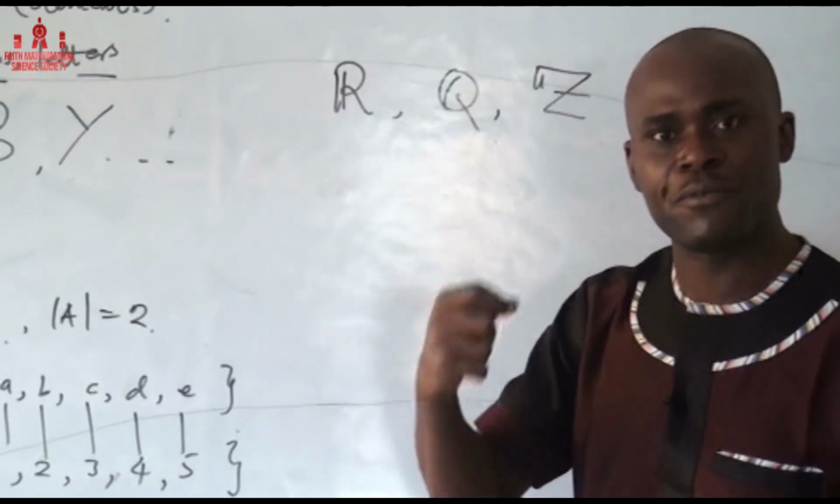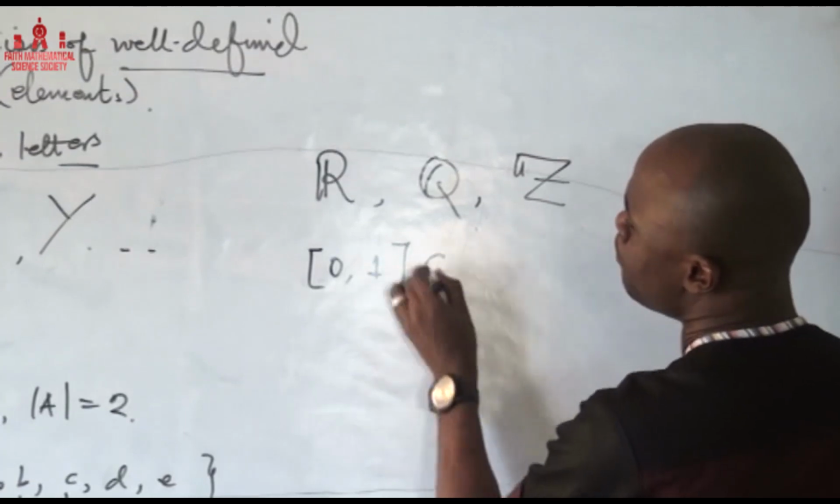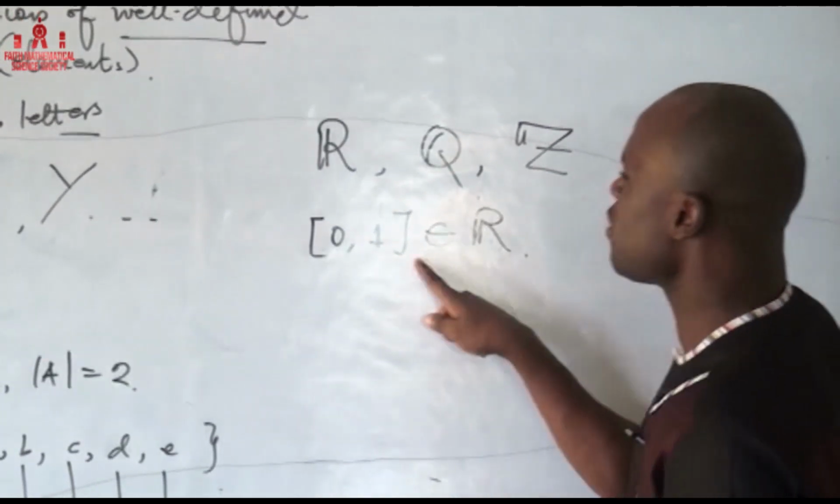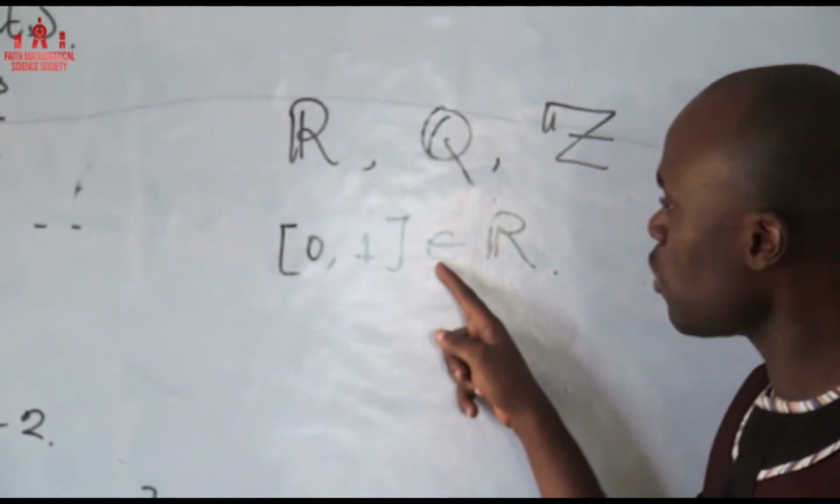But in some cases, it can be finite. For instance, if you have something like this in some textbook, what this means is a closed interval that is a subset of this.